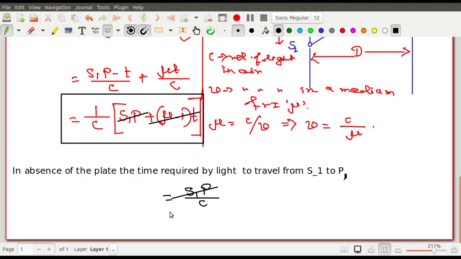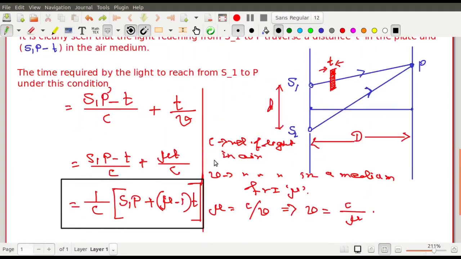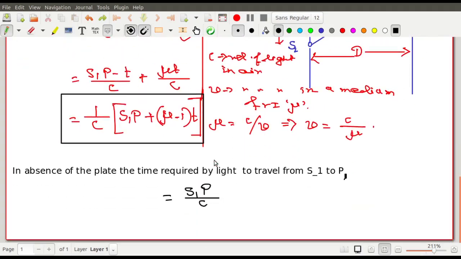And for whom does it have to do so? Because you see that T is present, it has to be done because of the presence of this plate. So by these two equations, let me call them equation 1 and equation 2, we understand that due to the presence of this plate, the light has to travel an extra path. Let me first write it as a conclusion.